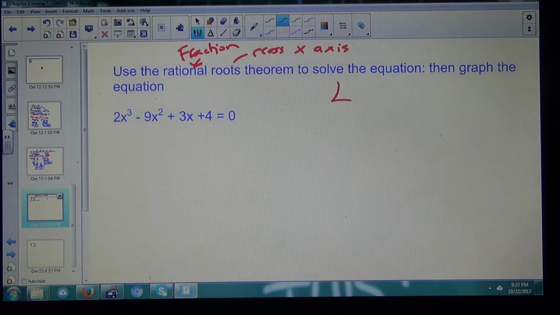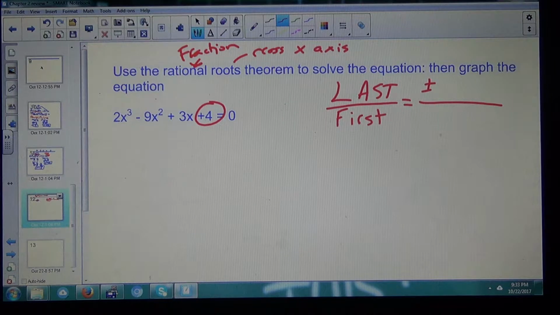So what was the formula for that? It was what over what? Last over first. Okay, what's my last number here? 4. What combinations multiply together to give me 4? You do need to write these on the test. If you don't, you're probably going to lose some points. On this test too, I think you might have to do quadratic formula at the end, I'm guessing, when you do this.